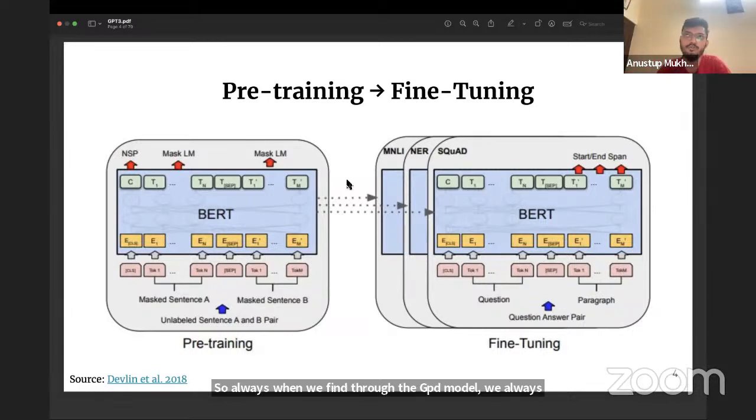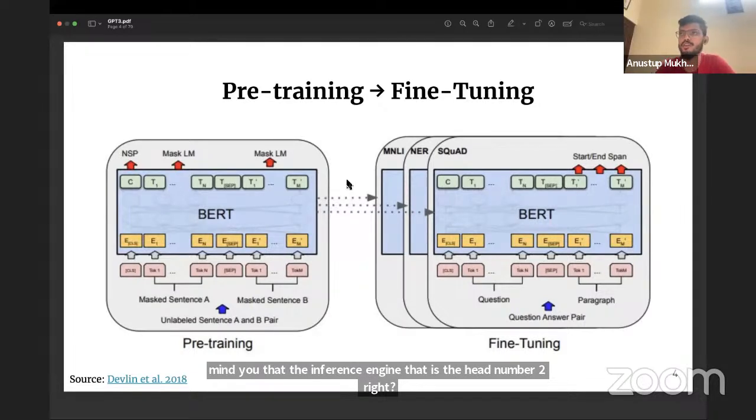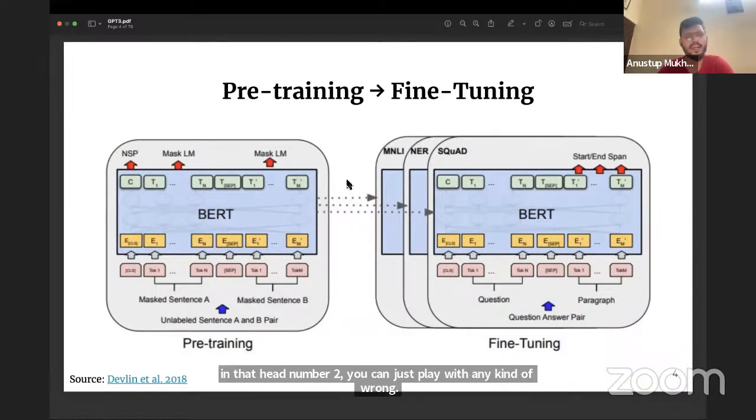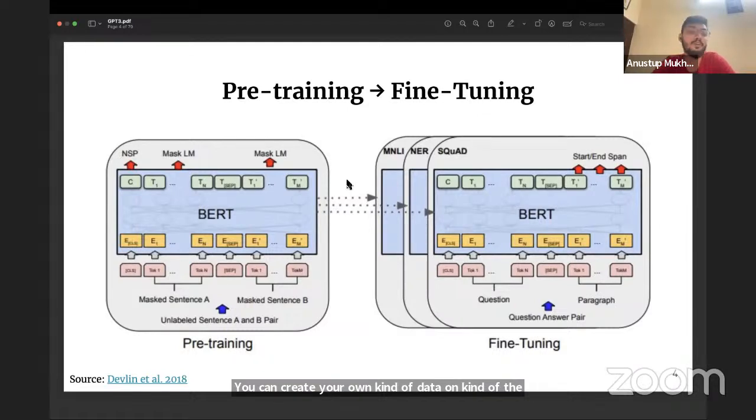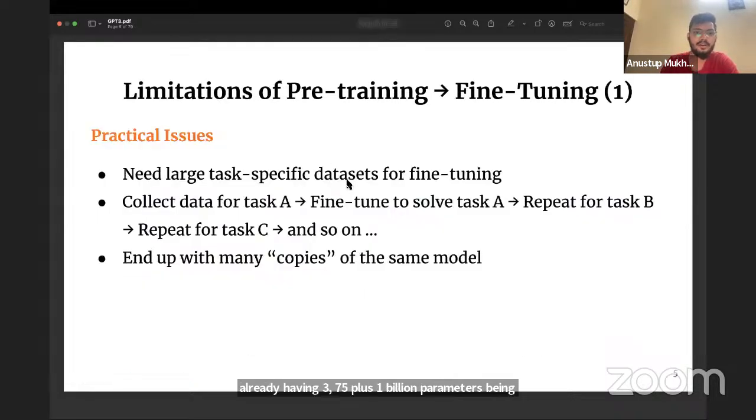In that head number 2, you can play with any kind of prompt. You can feed your own kind of data, your own labeled data, even in bulk, because it is already trained on 375 plus billion parameters. Right? So this is a very basic idea about GPT-3 and its architecture.